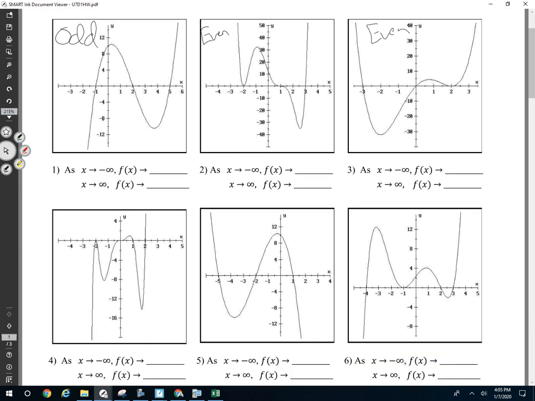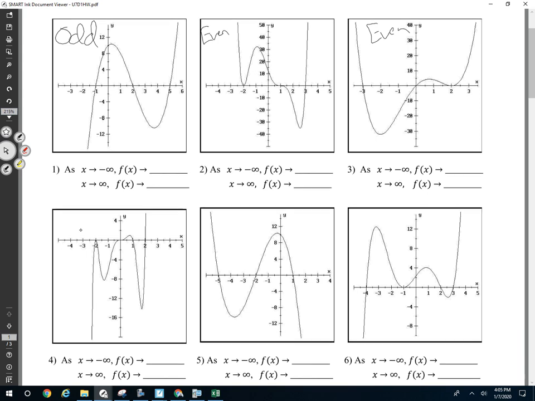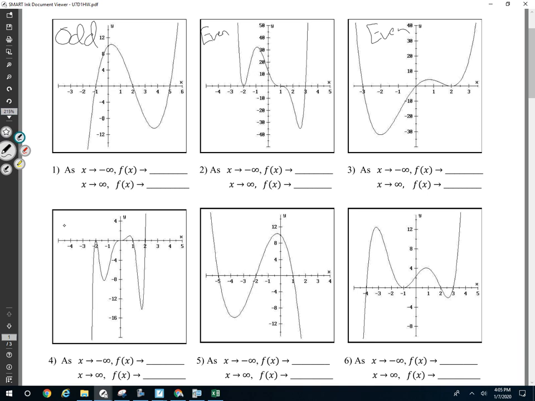Next one. Miss Wenson or Wesson? Wenson. This guy. This one's tough, but just look at the ends. Odd or even? Odd is correct. It ends up going down to the left and up to the right. It's an odd.